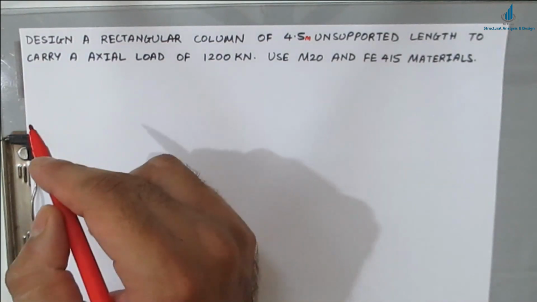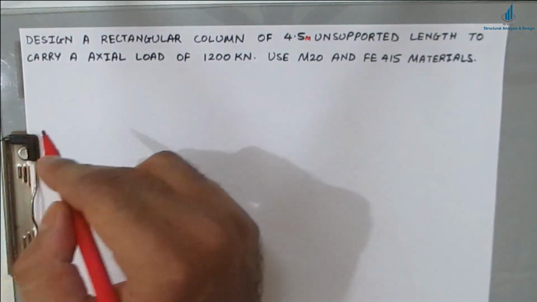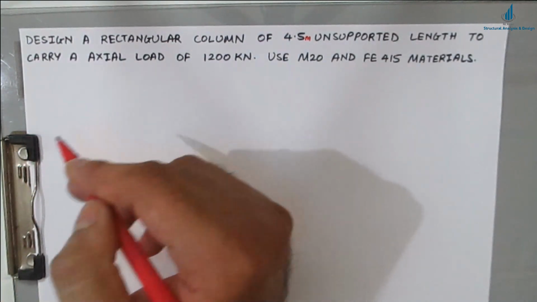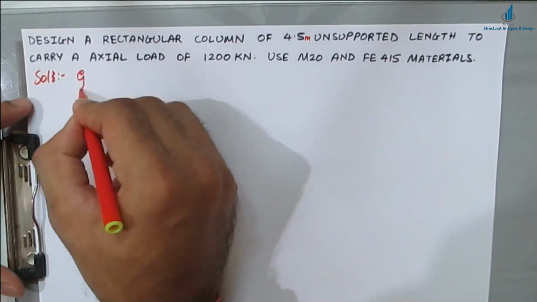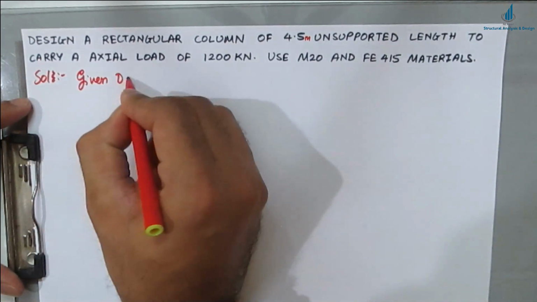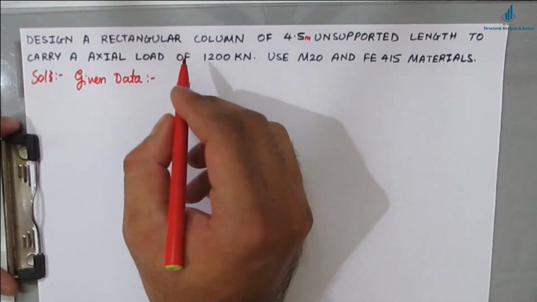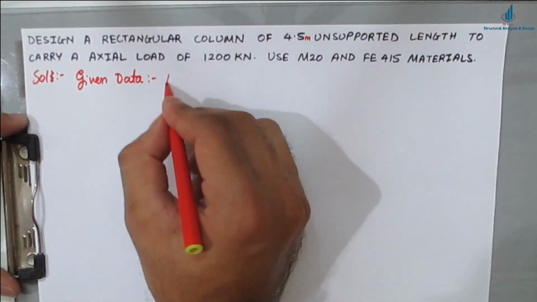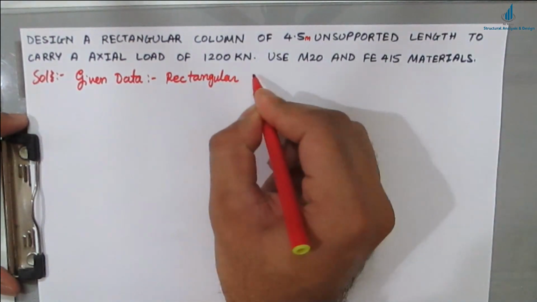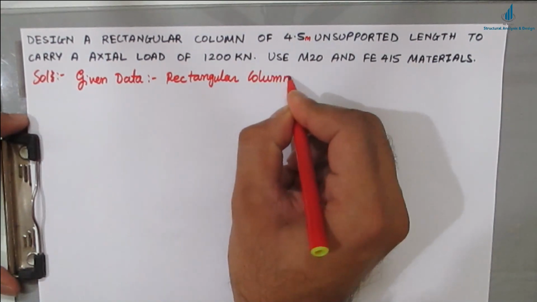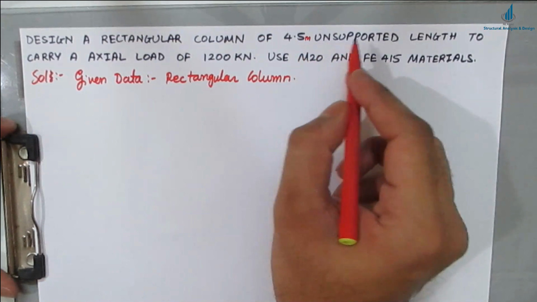So let's begin with today's video. As usual practice in my RCC lectures, first we will write down the given data. So this will be the solution. Given data. First write down which type of column you have to design. So it is a rectangular column. I will write down here rectangular column. Then they have mentioned 4.5 meter unsupported length.